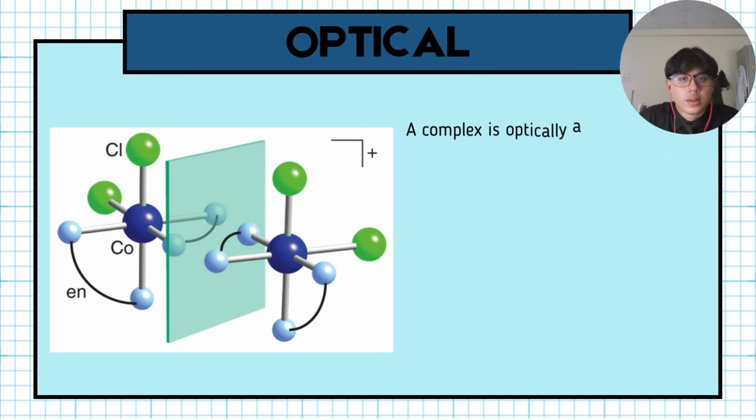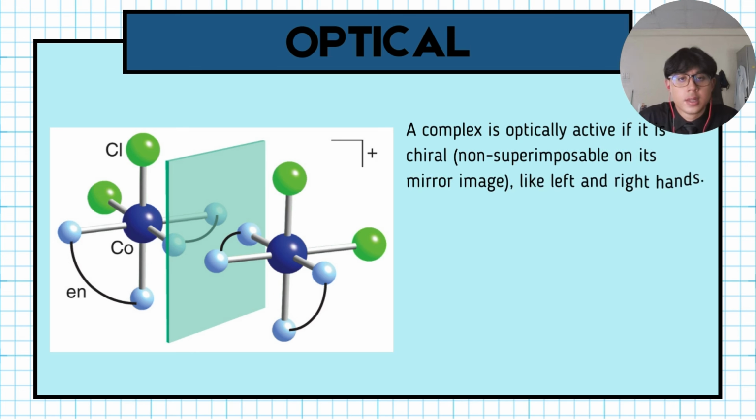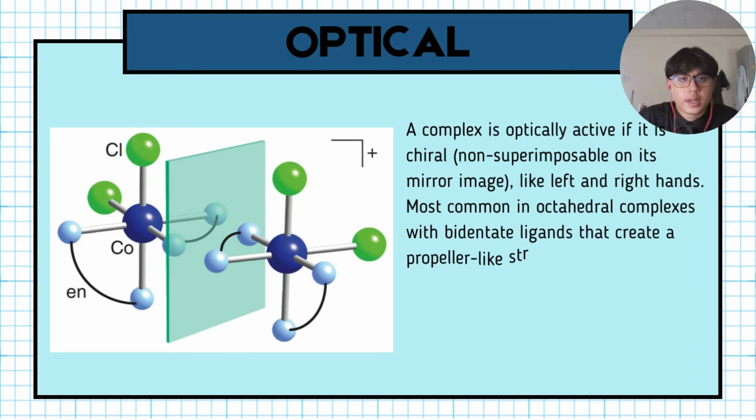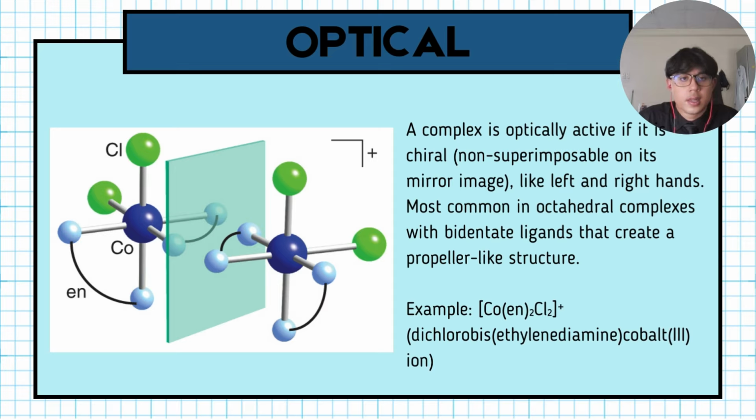Now let's take a look at optical isomers. The definition is that a complex is optically active if it is chiral, which means non-superimposable on its mirror image, like left and right hands. It is most common in octahedral complexes with bidentate ligands that create a propeller-like structure. For example, [Co(en)2Cl2]+, which is the dichlorobis(ethylenediamine)cobalt(III) ion, which we can see here, which uses the cis form, where the chlorides are adjacent to each other.